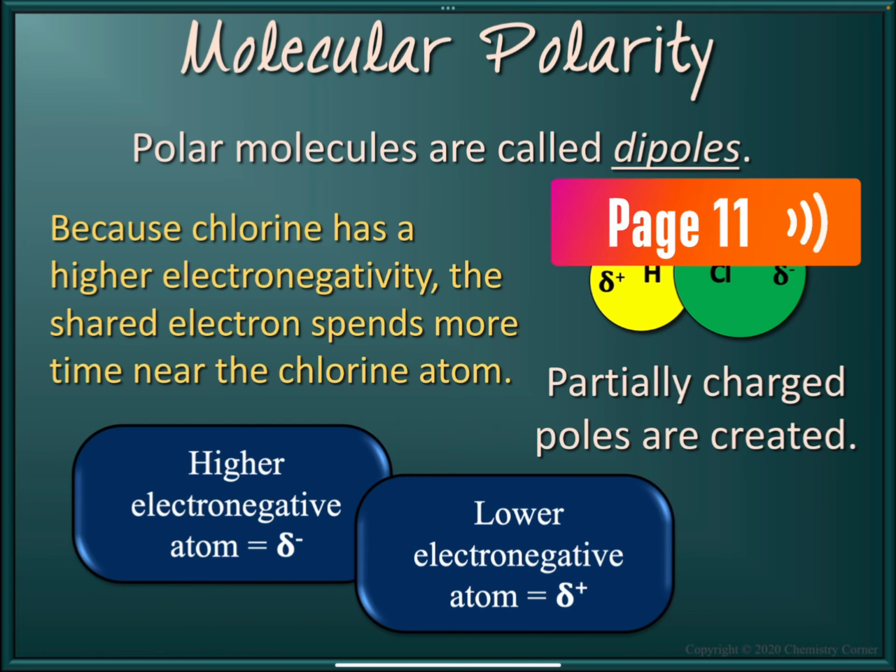Okay. So the partial negative is on the element in the bond that has the higher electronegativity, and the partial positive on the polar bond is on the side that has the lower electronegativity.